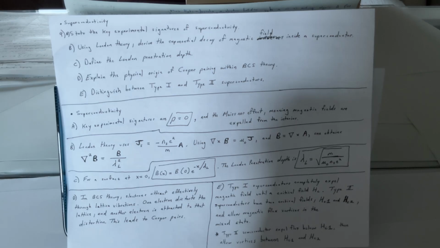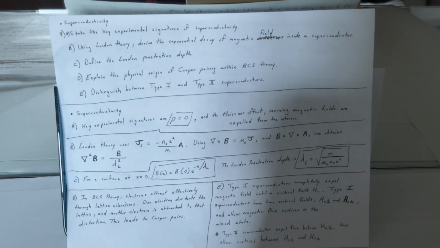Letter C, for a surface at x equals 0, B of x equals B of 0 e to the negative x over lambda sub L. And the London penetration depth is lambda sub L equals the square root of m over mu naught n sub s e squared. And D, BCS theory: electrons attract effectively through lattice vibrations. One electron distorts the lattice and another electron is attracted to that distortion. This leads to Cooper pairs.